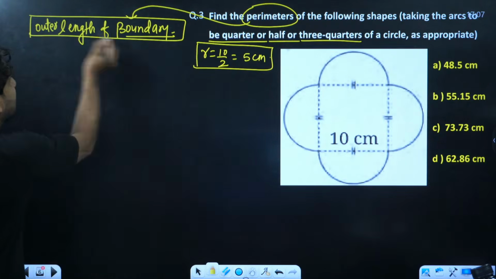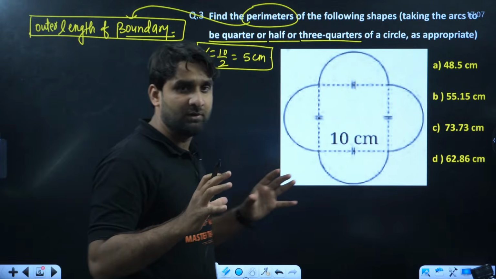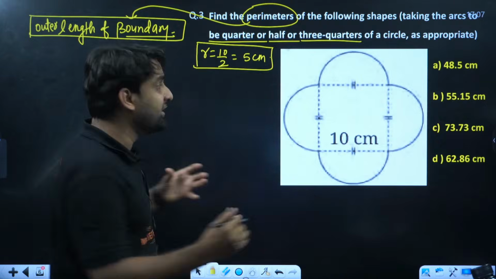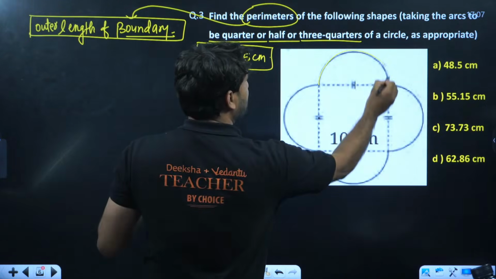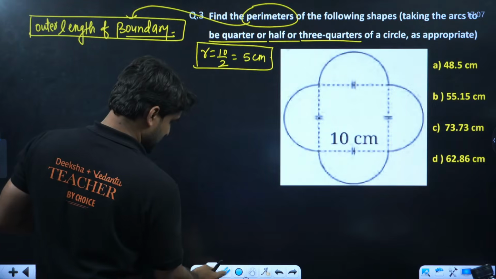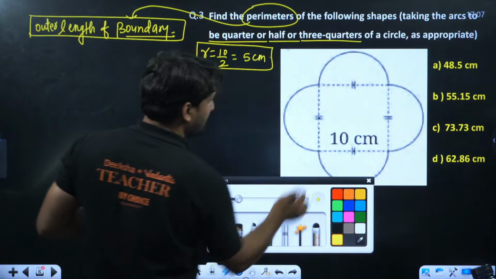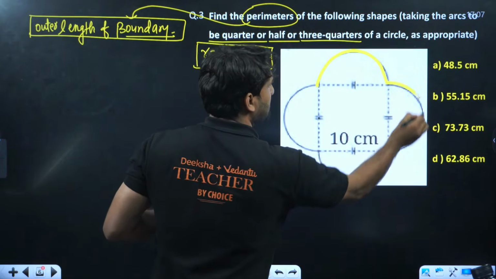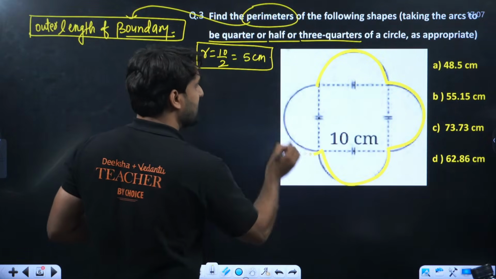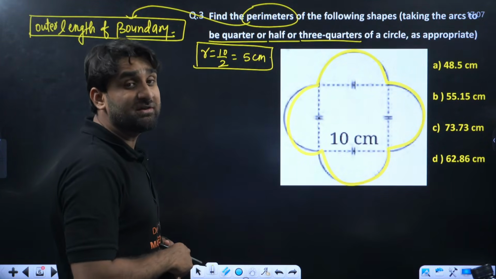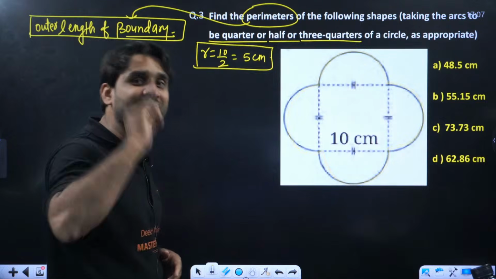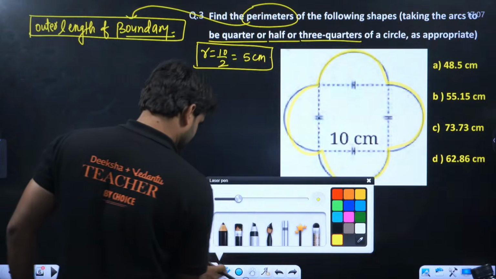Perimeter means the length of the outer boundary, the total length of the outer boundary. So we have to calculate the length of this part, this plus this plus this plus this. So how many semicircles are there? 4 semicircles, right? So let's calculate.